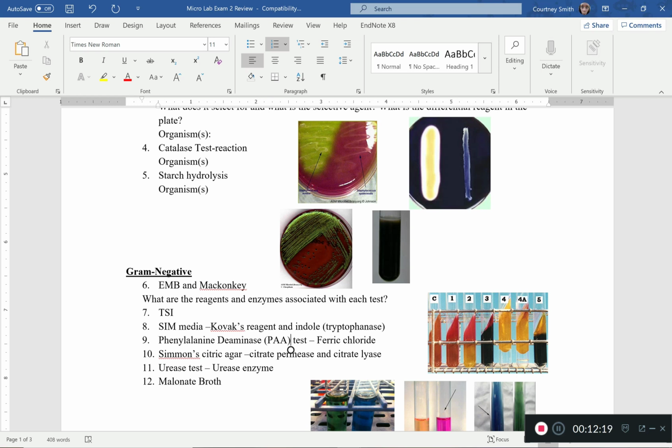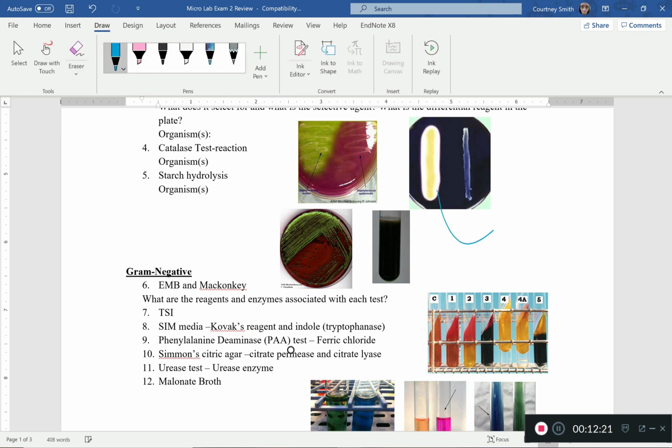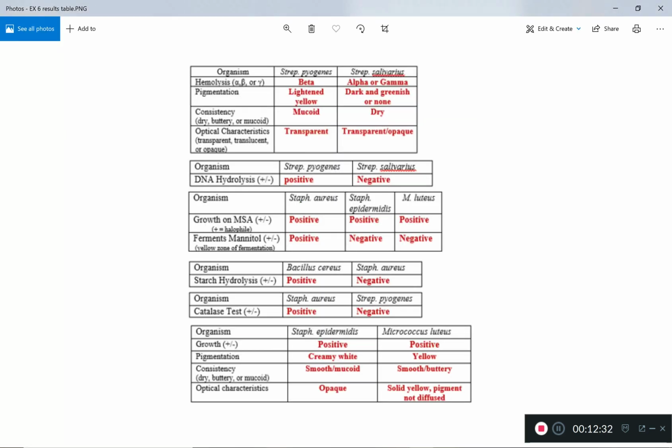So this halo that you see right here, that halo means that it's positive for starch hydrolysis, whereas this one is negative for starch hydrolysis. And the bacteria that we saw in lab that produced that was B. cereus is positive and Staph aureus is negative for starch hydrolysis. Okie dokie.